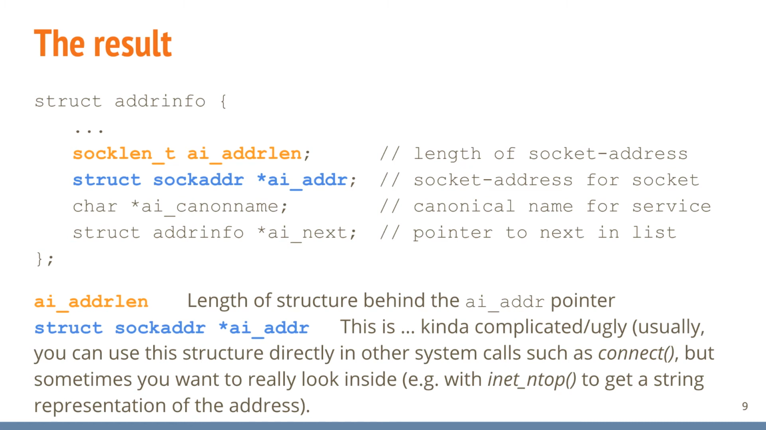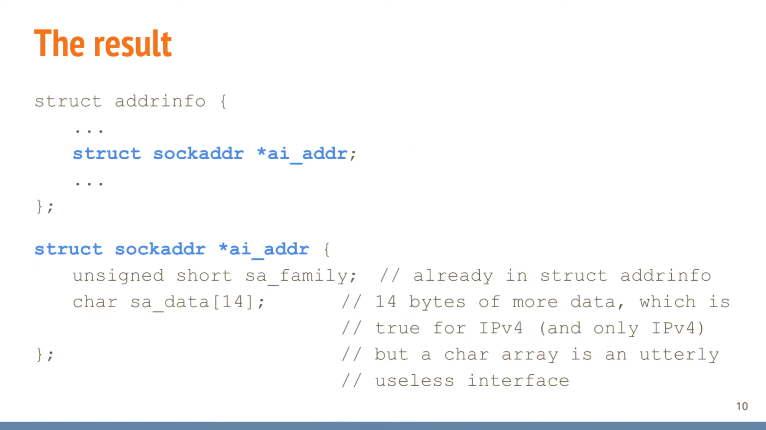So let us look at what can be behind the pointer called ai_addr of type struct sockaddr. Struct sockaddr has 2 members. One is also holding the address family, because you might just be dealing with this structure without the surrounding addrinfo structure, and when that is the case, you still need to know which address family you are dealing with.